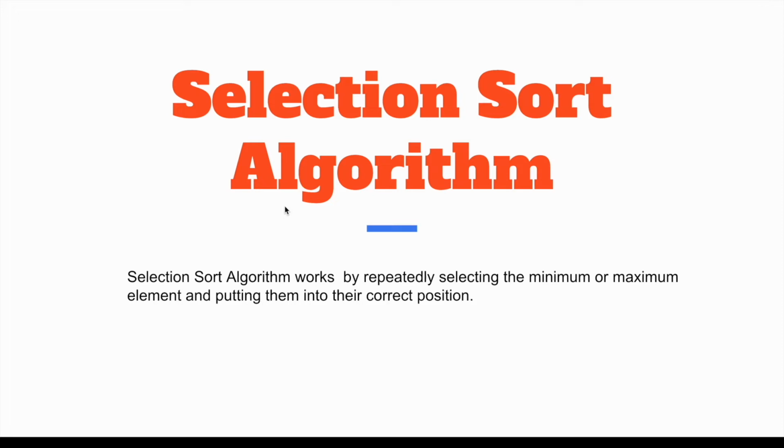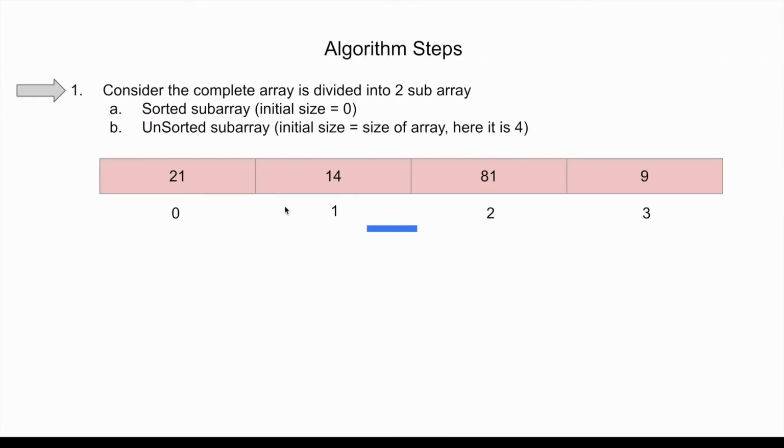We'll see how selection sort algorithm works. Selection sort algorithm works by repeatedly selecting the minimum or maximum element and putting them into their correct position. For example, if you want to sort the array in ascending order, you choose the minimum element, or if you want to sort the array in descending order, you choose the maximum element.